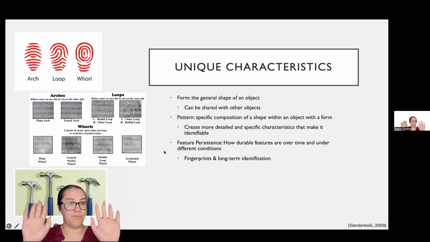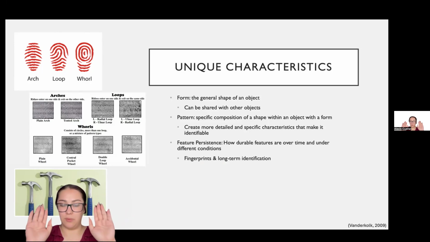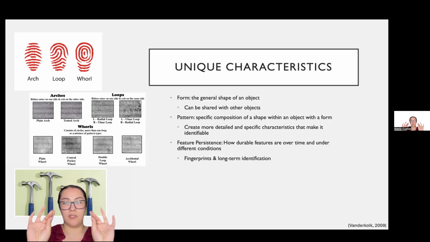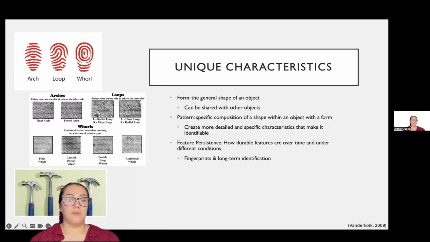Everyone has them. If you look at your fingerprints, 99.9% of us will have these. Pattern is a specific design of shapes or composition of shapes in a form within the object. So within your fingerprints, within the arches, the loops, and the whorls, you're going to have different characteristics, such as a plain arch, a tented arch. Maybe you have some different loops. Maybe you have some different whorls. Maybe an accidental whorl on one finger and a central pocket whorl on the other.